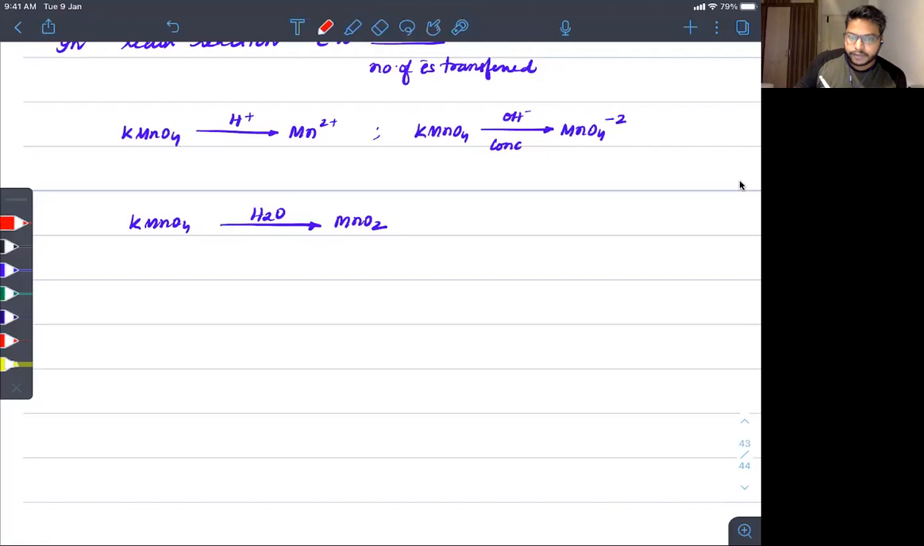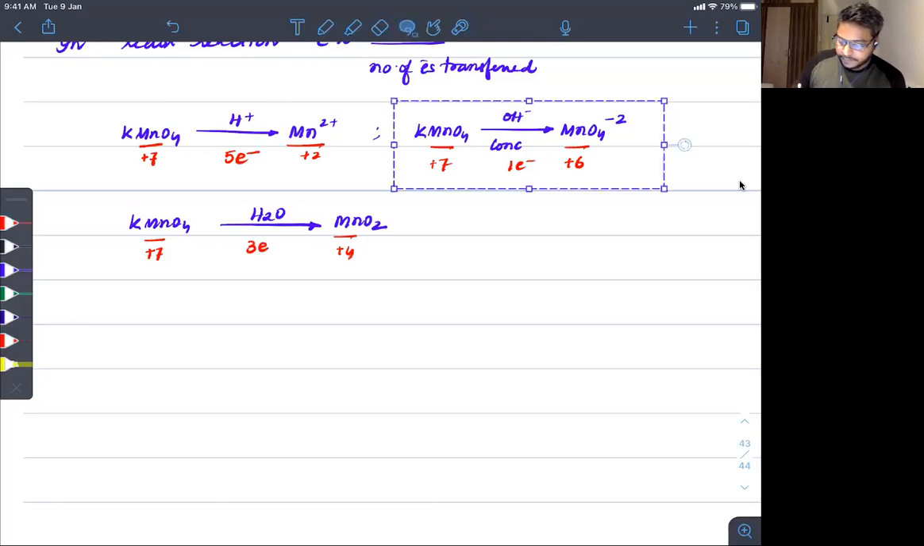Now, what is the equivalent weight here? It depends upon how many electrons are transferred. You can see manganese here is plus 7, here it is plus 2. How many electrons are transferred, student? 5 electrons. Here it is plus 7, here it is plus 6. So 1 electron. Here it is plus 7, here it is plus 4. So how many electrons? 3 electrons.